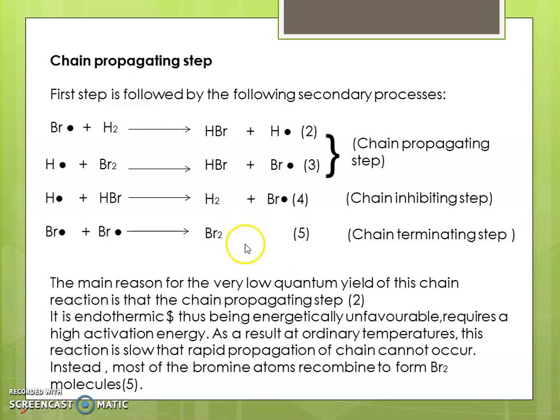Due to all these, the number of HBr molecules formed per quantum of radiation absorbed falls much below 1, that is, less than 1. That is, phi is equal to 0.01, which is less than unity. And so we can say that the reaction has a very low quantum yield.